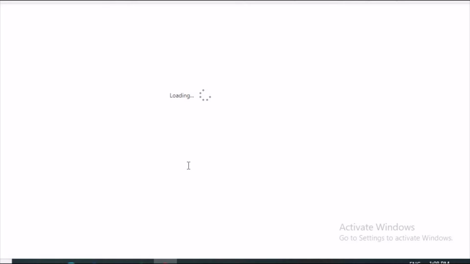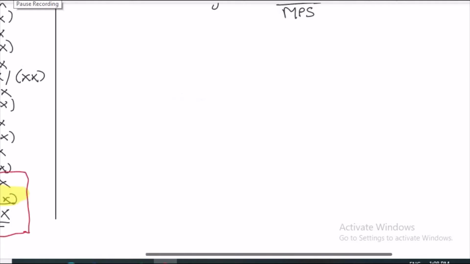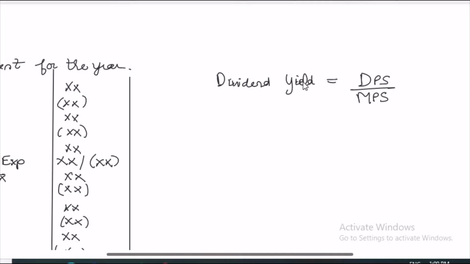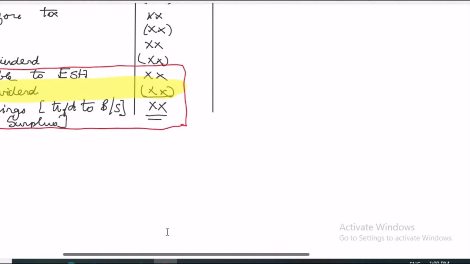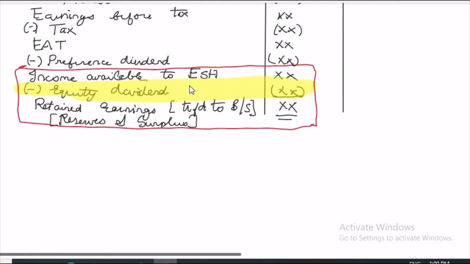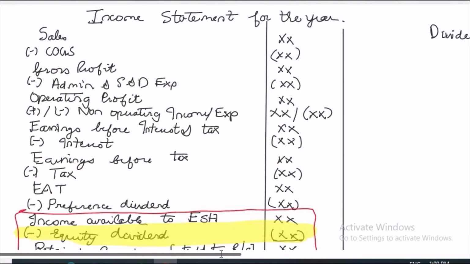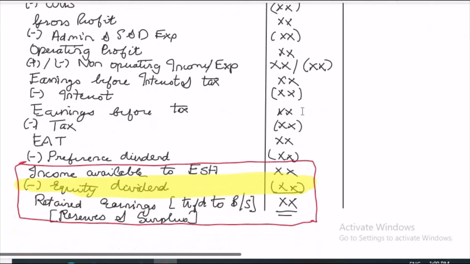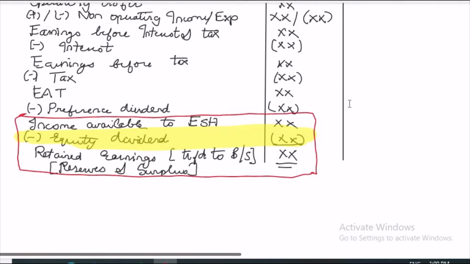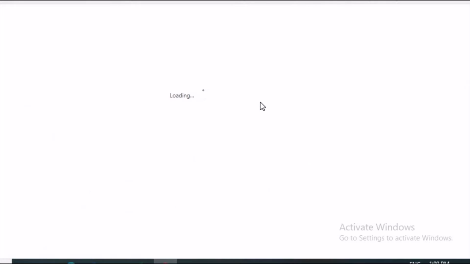So we will find out how to learn again the dividend yield. So dividend yield is equal to DPS upon MPS. DPS is dividend per share, the equity dividend, upon market price per share. That would be different at different times. Let's see one sum of it.